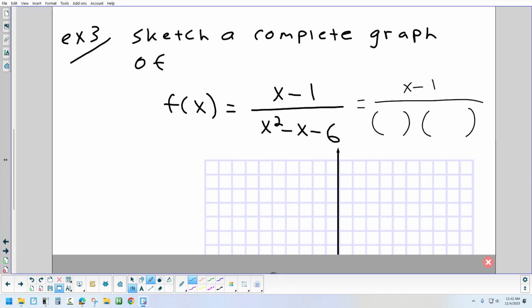X minus 3, X plus 2. Let's check it. X squared looks good to me. So vertical asymptotes: there are 2 numbers you could plug in that would make the denominator 0. What are those 2 numbers? 3 and negative 2.